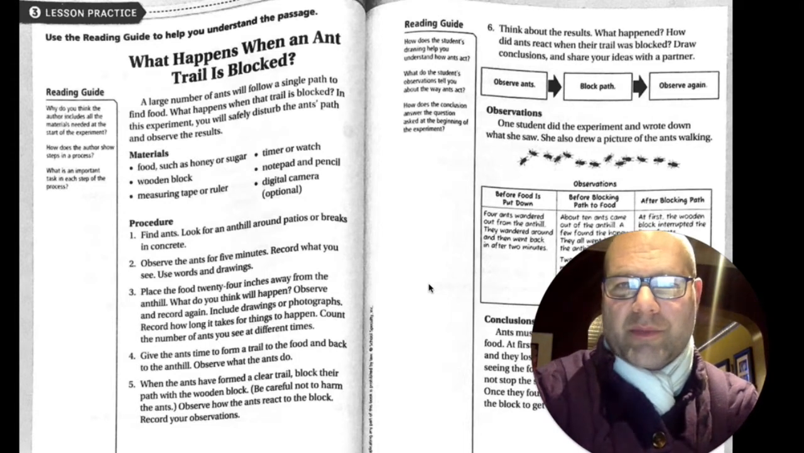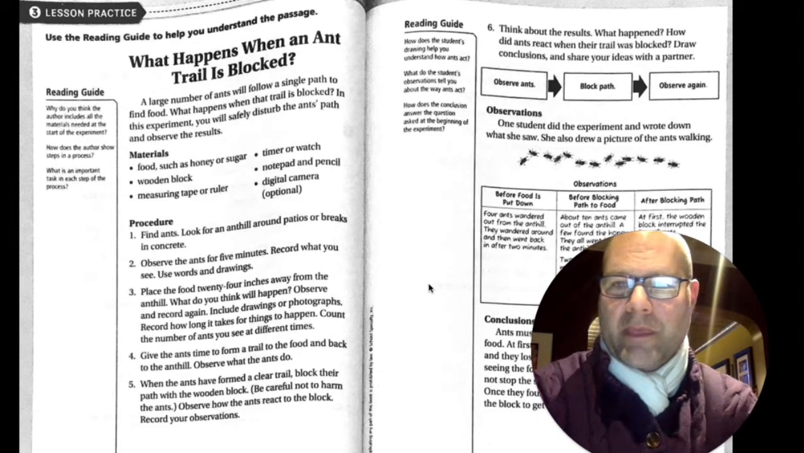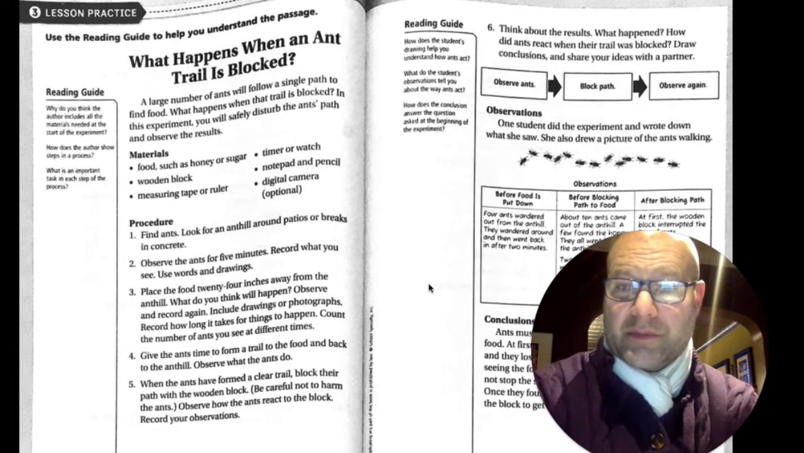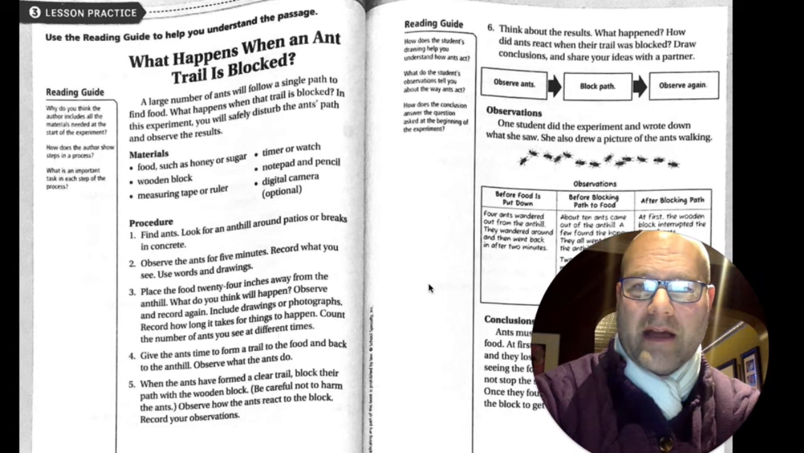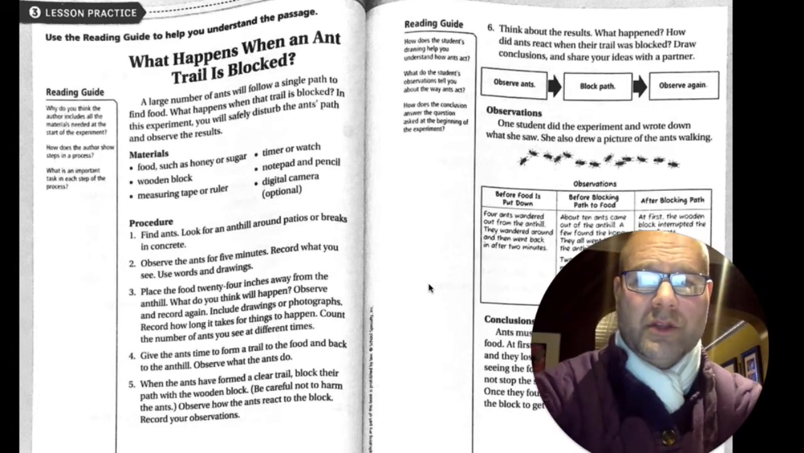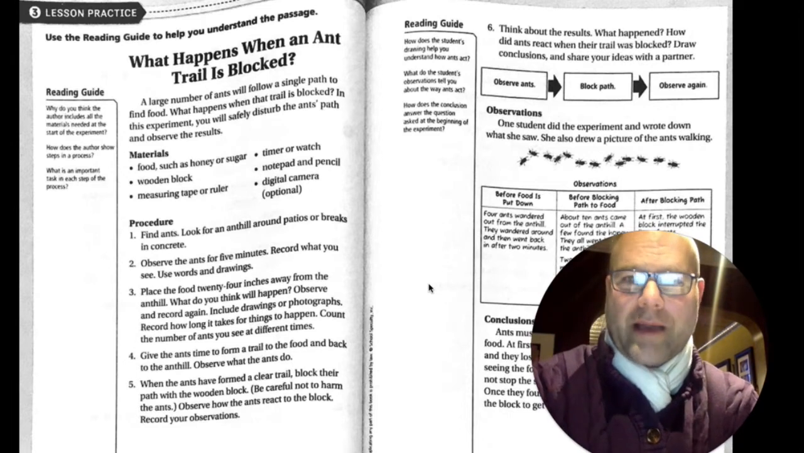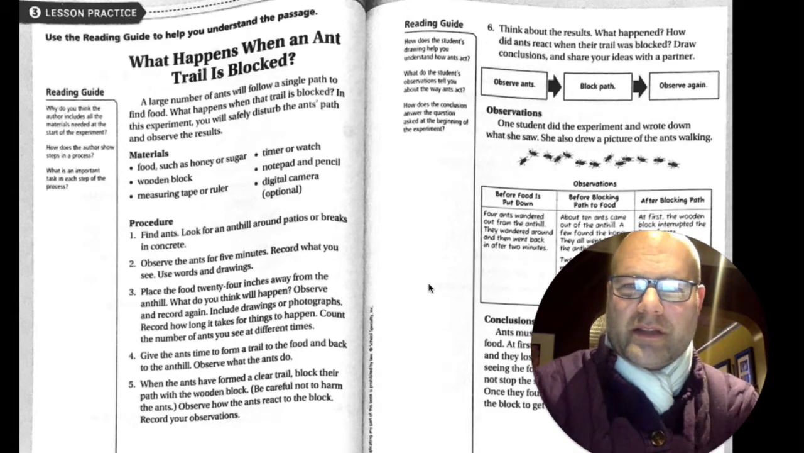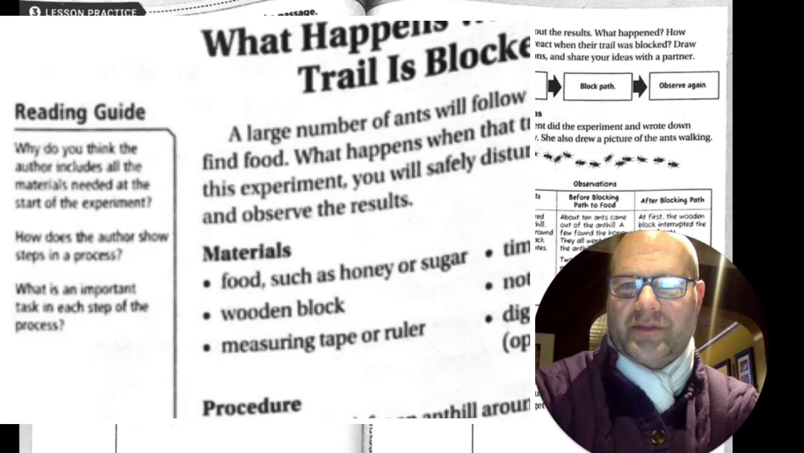A large number of ants will follow a single path to find food. What happens when that trail is blocked? In this experiment, you will safely disturb the ant's path and observe the results. So basically, here's a science question where we want to know what happens, right? And before we read on, let's take a look at these reading guide questions over here.